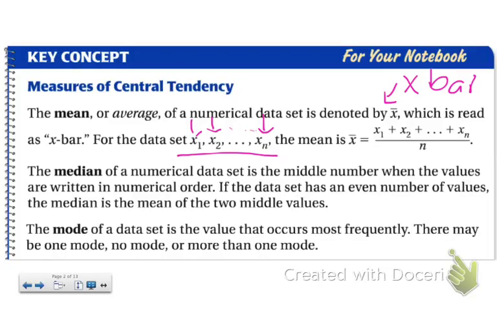The median is the middle number. So when the values are written in numerical order, if the data set has an even number of values, then the median is the average of those two middle numbers. Otherwise, it's just the exact middle. And then the mode is the one that occurs most frequently. So there can be one mode, no mode, or more than one mode, just depending on your data set.